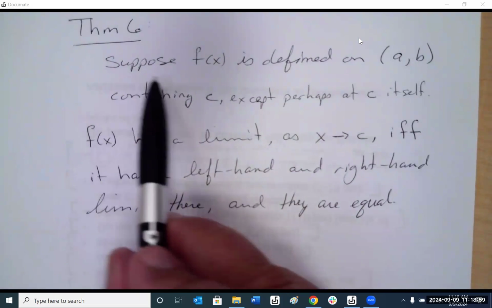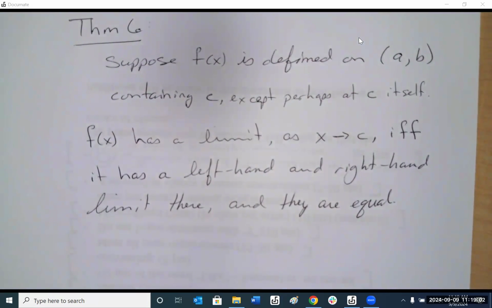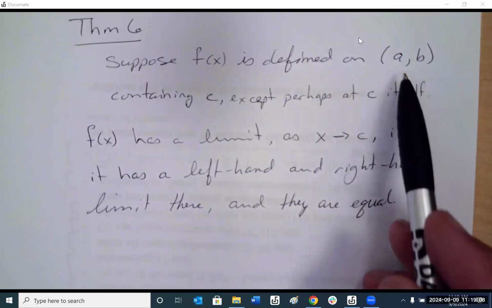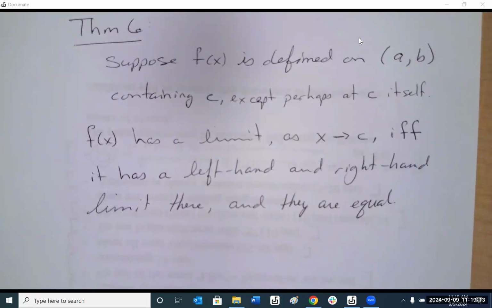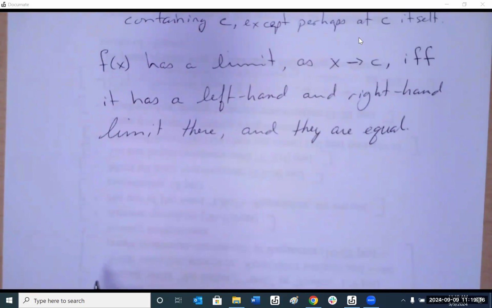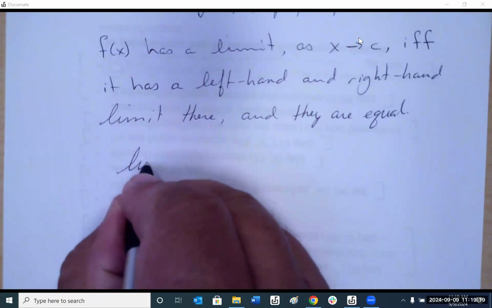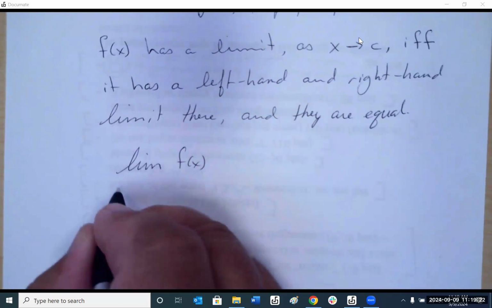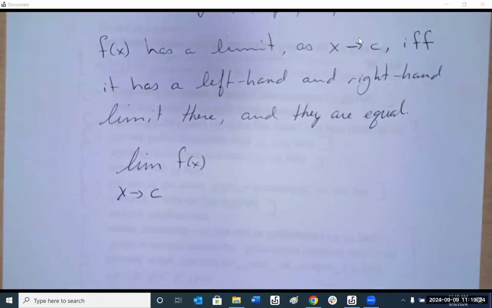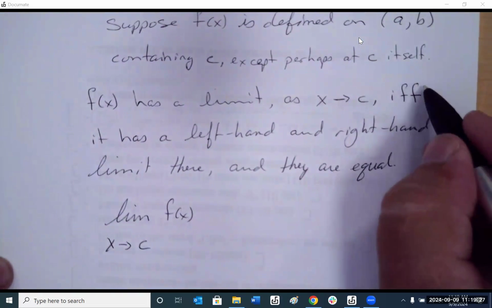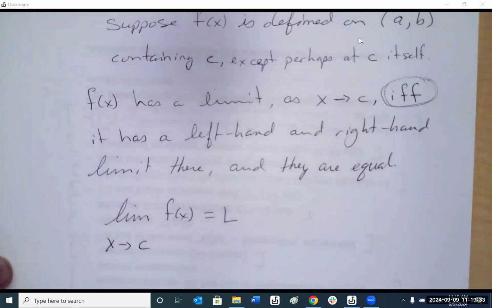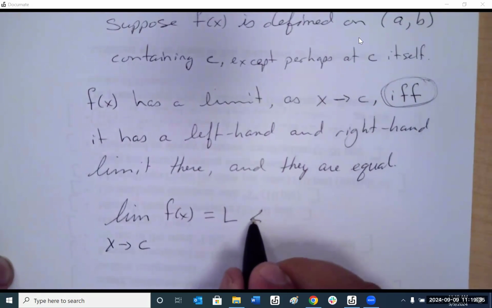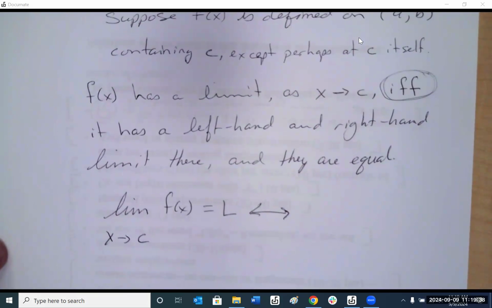So here we're getting close to, suppose it's defined on the interval. That's one way of saying we're assuming that it's continuous. Because if it's this interval, that means every interior point of that interval has to exist. So what this is saying is the limit of the function as x approaches c exists, and it equals some value L, if and only if, which is a biconditional. That's the if and only if.